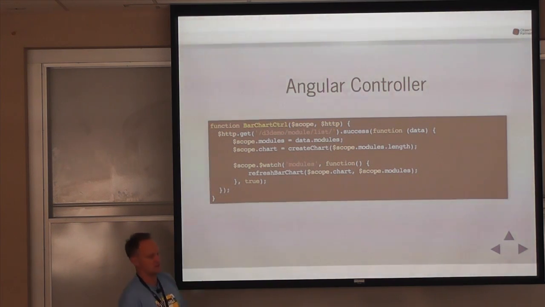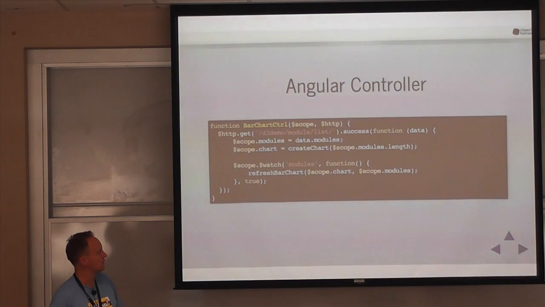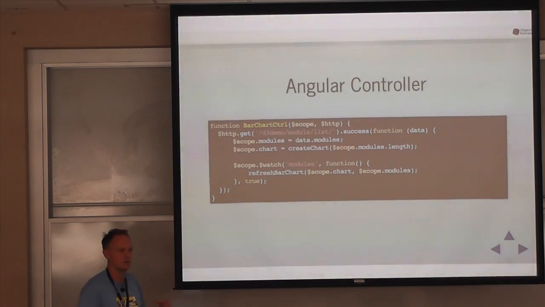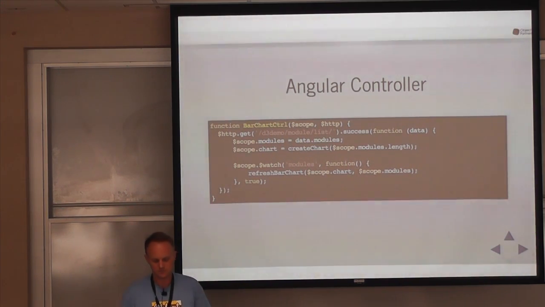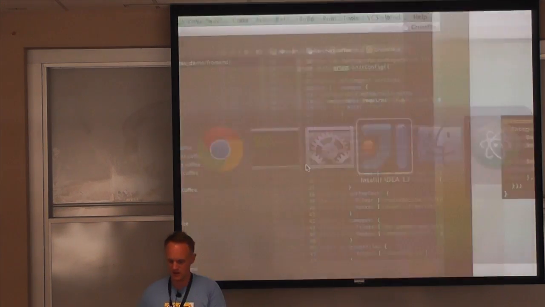which is the function we just looked at. Actually, the function we just looked at is refresh chart. Create chart sets up the chart variables, and then we're setting a watcher on modules and refreshing the chart. So every time we change the module, Angular is watching it, and our refresh chart method gets called, which is all that JavaScript code you just saw. So we want to look at that in IntelliJ.